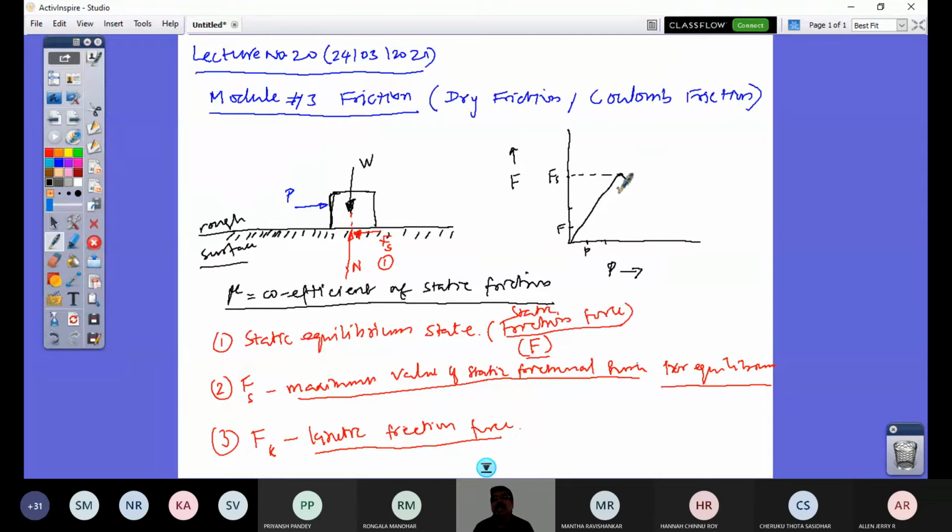Of course, it does the task of retarding, resisting the motion, but it is not stopping the motion, right? The friction force Fk cannot stop the motion, but it will resist the expected motion. If Fk is zero, then the motion would be so fast. It will be more, right?